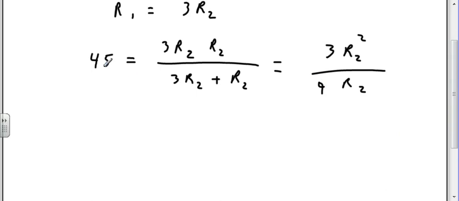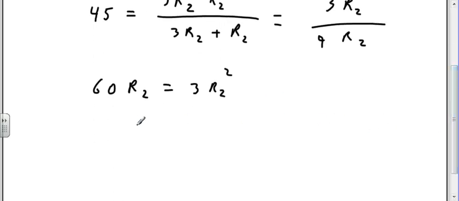Okay, so I multiply by 4 and I divide by 3. If I divide by 3, I get 15. If I multiply by 4, I get 60. So 60 R2 is equal to 3 R2 squared. All right, so I've got 3 R2 times R2 minus 20, 20 is equal to 0.